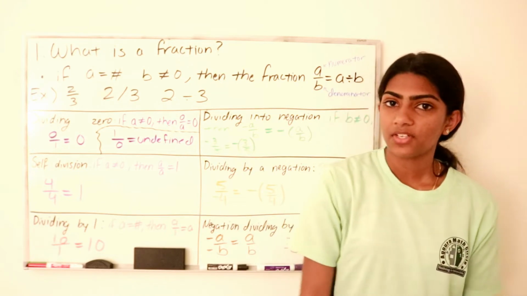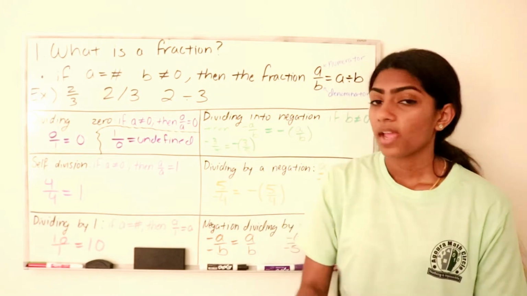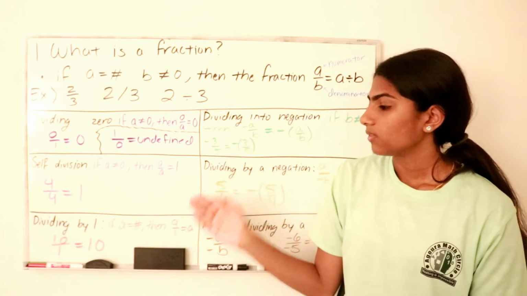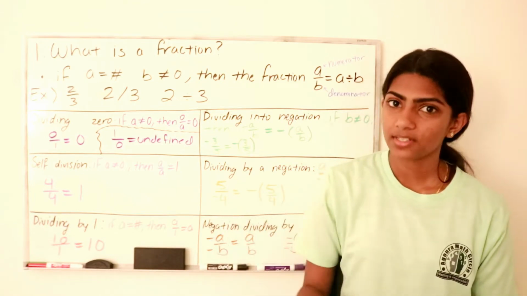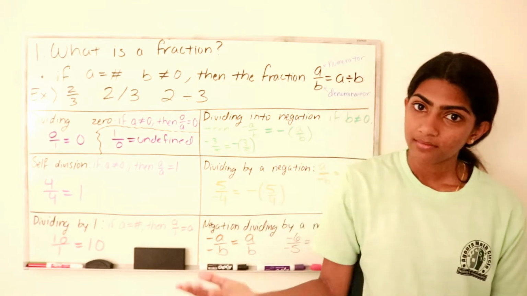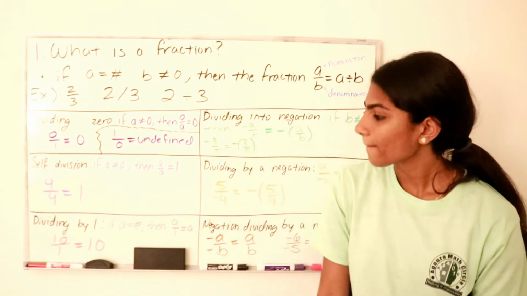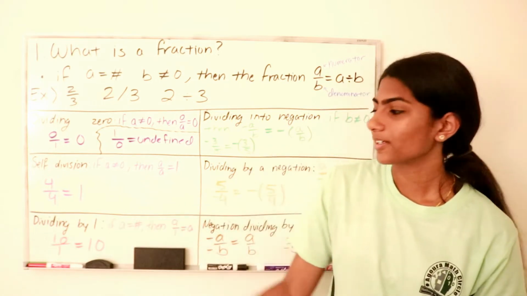So now into self-division. So if a equals a non-zero number, then a divided by a, or a divided by self, equals 1. For example, 4 divided by 4 equals 1. You keep going. 6 divided by 6 equals 1. 1 divided by 1 equals 1. 0 divided by 0 does not equal 1, and you'll learn that much later.